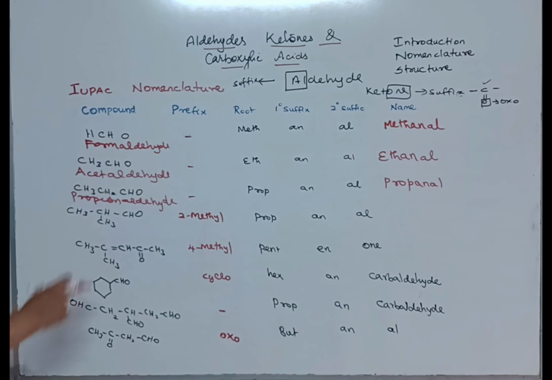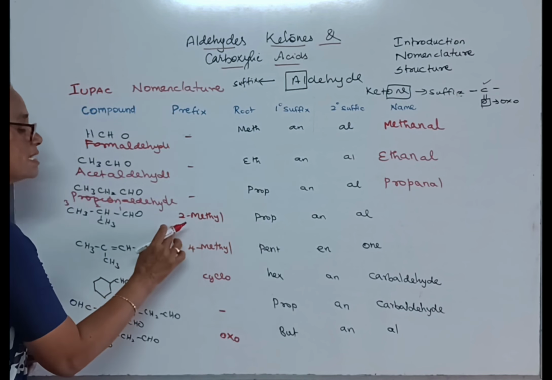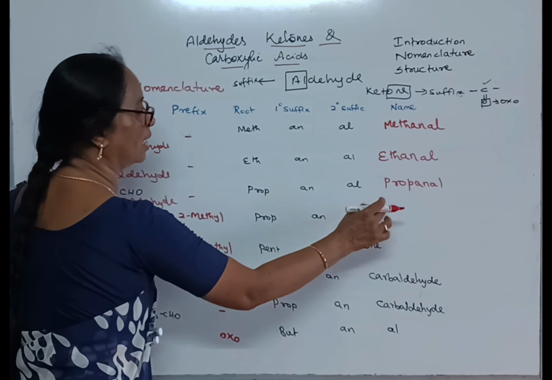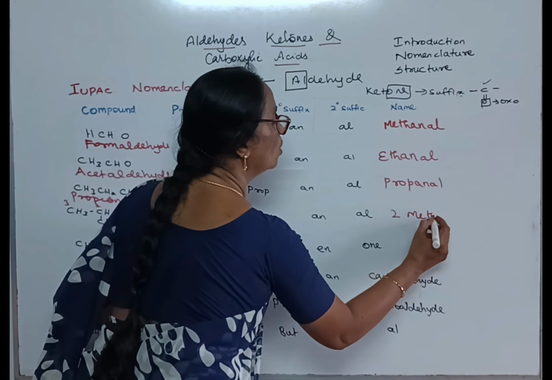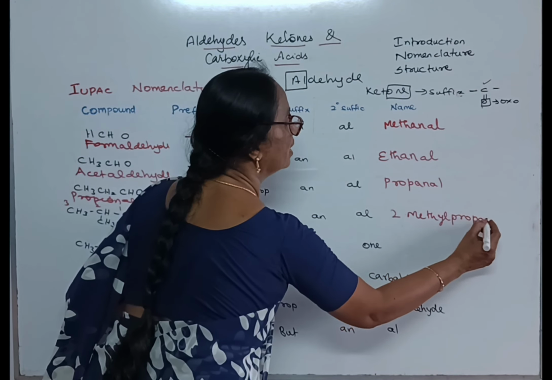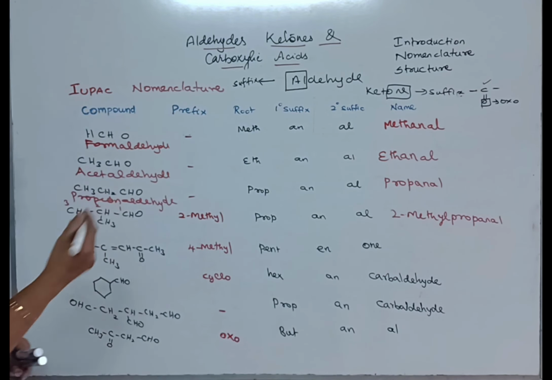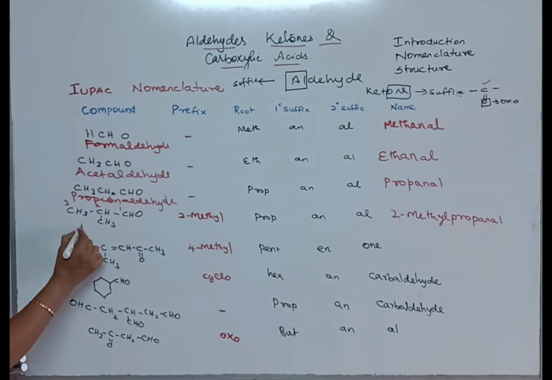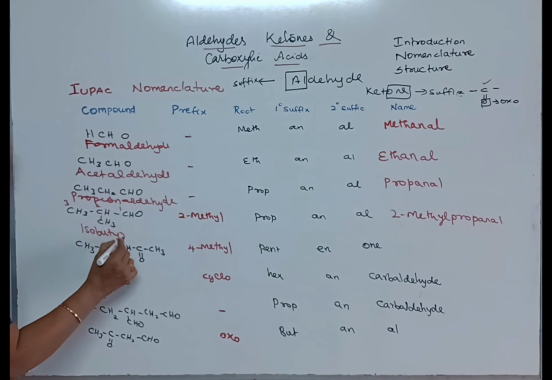And here we have the compound where a methyl group is present at the second position. So the numbering of the chain is 1, 2, 3. The second position has methyl and the chain has 3 carbons. So its root word is prop, and it has a methyl at the second position, so it has the prefix 2-methyl. The name of the compound is 2-methylpropanal. It is its IUPAC name. What about its common name? It is an isobutyl structure, 4 carbons with the iso structure. So its common name will be isobutyraldehyde.